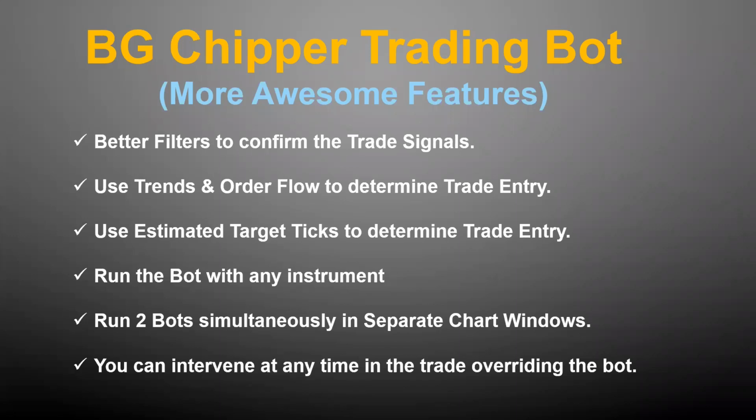It uses trends and order flow to determine trade entry. And it uses estimated target ticks to determine trade entry. So in other words, you can set it up so that if there's hardly any space between where I get in and where the sellers are going to come in, don't get me in. You can filter that as well, and it works on any instrument. Again, we've got people that trade forex, cryptos, stocks. My niche is the futures, but it works with anything.